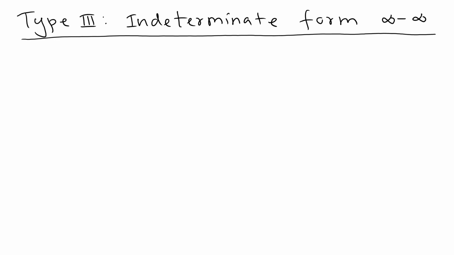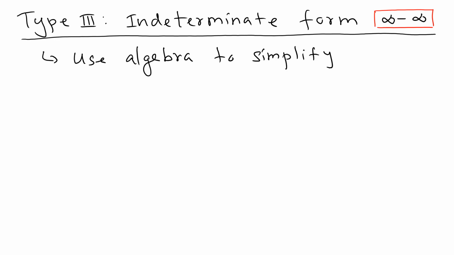So we have type 3, which is the indeterminate form, infinity minus infinity. So you can't subtract infinity from infinity. So this we don't know. It's not 0. It can be 0, but we don't know exactly. So it can be 0, it can be infinity, it can be negative infinity, or it can be any other value as well. So if you get a problem like that, the basic tool is we use algebra to simplify first, and then we use one of those types.